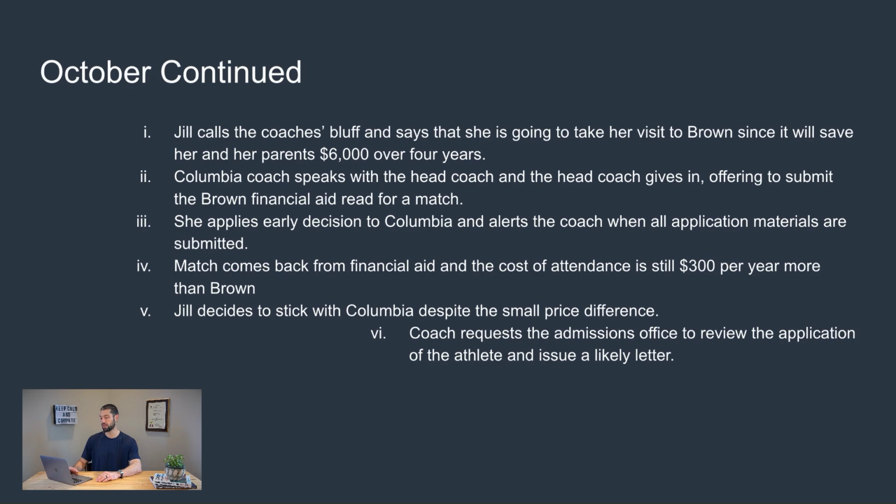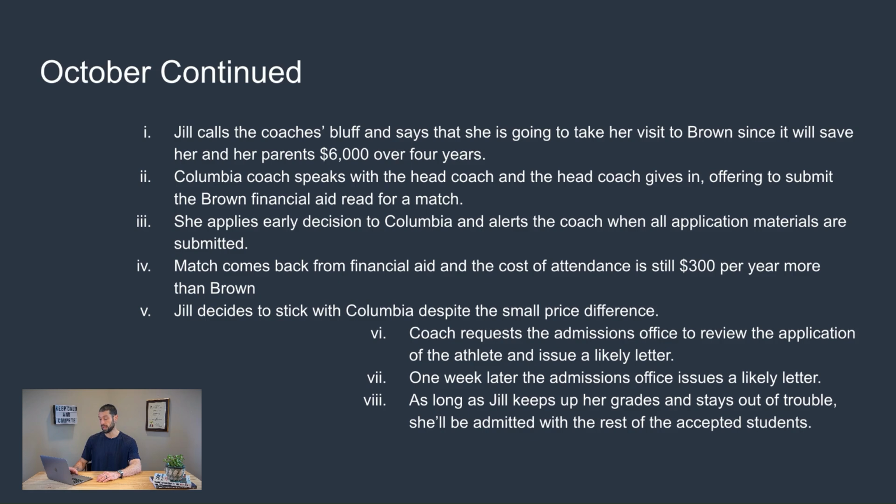The coach requests the admissions office review the application of the athlete and issue a likely letter. And 1 week later, the admissions office issues a likely letter. As long as Jill keeps up her grades and stays out of trouble, she'll be admitted with the rest of the accepted students in the early decision class. So that wraps up Jill's recruiting process.